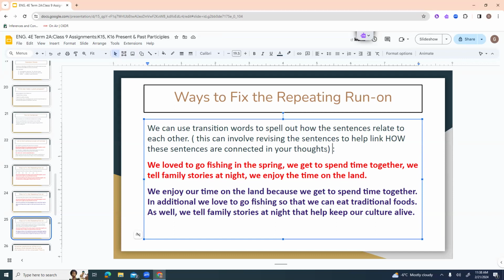Now, again, we're going to use that same base sentence. We love to go fishing in the spring. We get to spend time together. We tell family stories at night. We enjoy the time on the land. Now, here, I'm linking them. I still like that first sentence. We enjoy our time on the land because we get to spend time together. So now we've linked two different sentences.